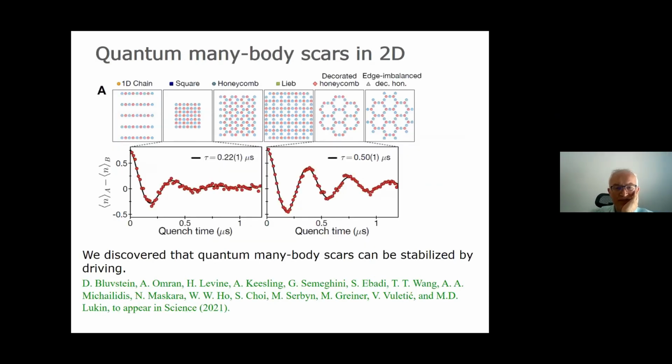So one thing that we studied is these quantum many-body scars, these oscillations after the quench. And we found that what we saw in 1D, that they are quite robust, holds even in 2D.